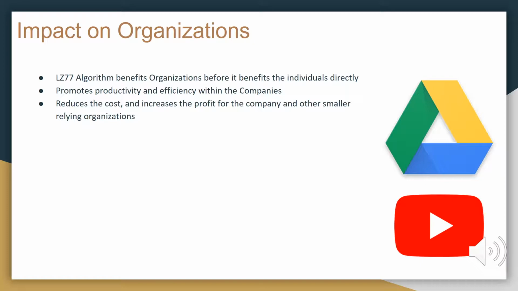The LZ77 data compression algorithm doesn't just benefit individuals directly, but this algorithm is first benefited by huge organizations such as Google, YouTube, and Apple. For example, Google has a cloud service called Google Drive that offers individuals or smaller companies the ability to share files and broadcast them very smoothly. Google uses data compression, LZ77 in fact, to store enormous amounts of data in the drive. This increases efficiency while reducing the cost for the service.